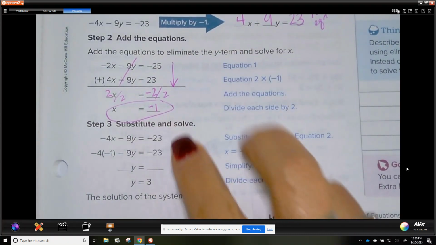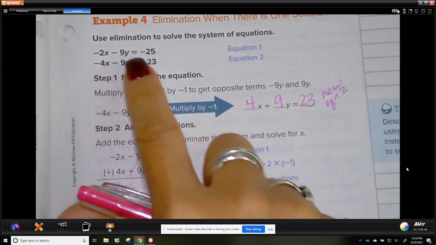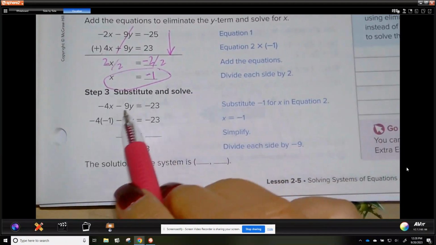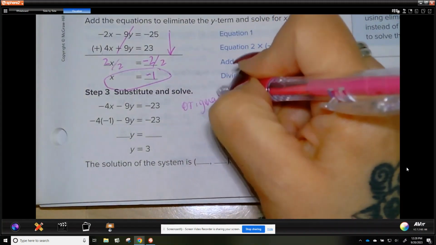Now I have x. Now looking at either one, there's not an easier one to solve for y, so you just pick whichever equation you want. They use the second equation. This is the original equation.